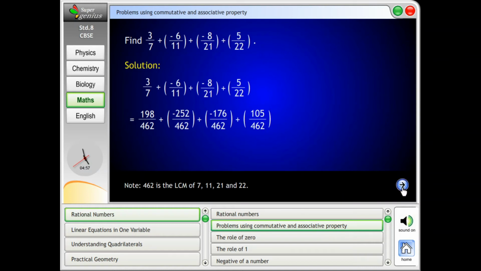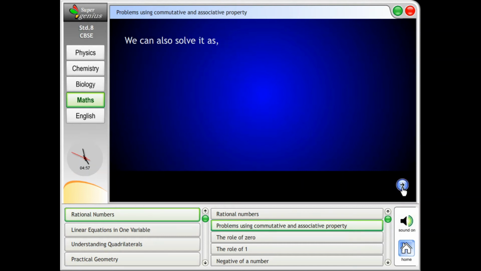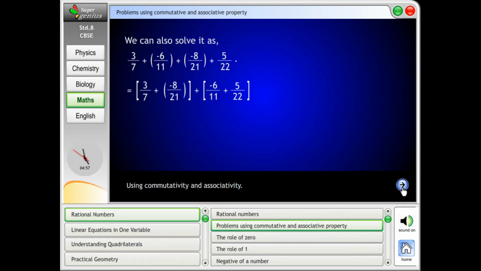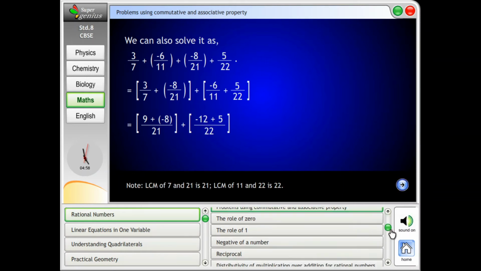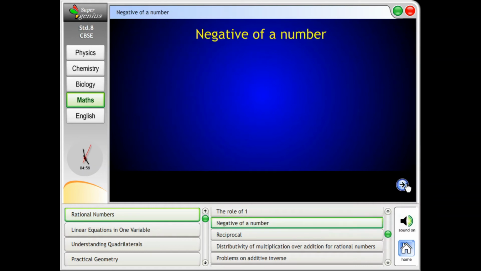Note: 462 is the LCM of 7, 11, 21 and 22. Using commutativity and associativity. Note: LCM of 7 and 21 is 21. Negative of a number.